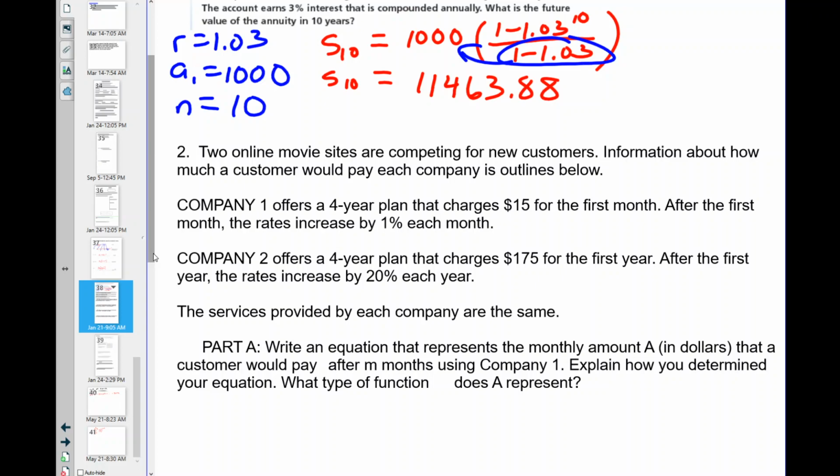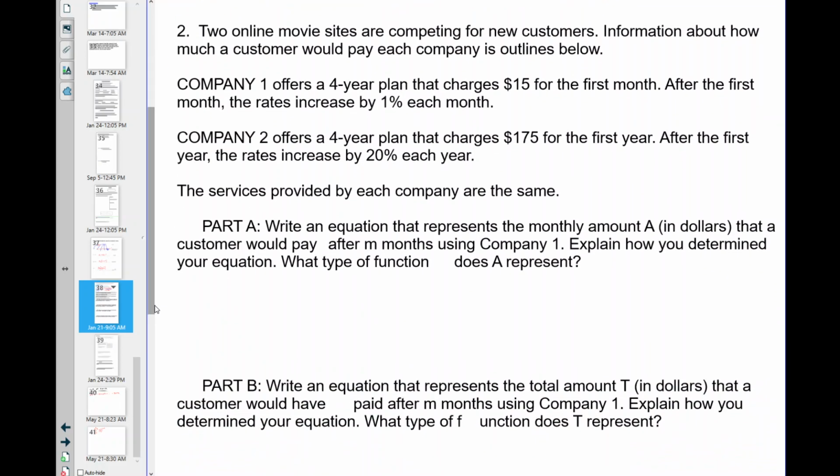All right, number 2. Two online movie sites are competing for new customers. Information about how much a customer would pay each company is outlined below. Company 1 offers a 4-year plan that charges $15 for the first month. After the first month, the rate increases by 1% each month. Company 2 offers a 4-year plan that charges you $175 for the first year. And then after the first year, the rates increase by 20%. The services provided by each company are the same.